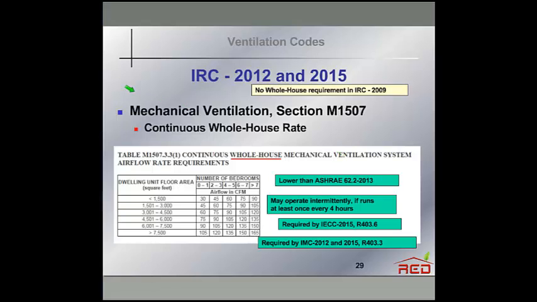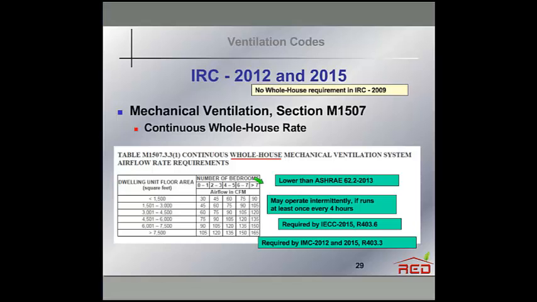Now, in the I-codes, there are some statements about whole house ventilation. In the I-codes, it's called whole house instead of whole building, but it essentially means the same thing. In the 2009 version of the International Residential Code, there's nothing in there about whole house ventilation. But in the IRC 2012 and 15, we have this table, and there are a lot of notes here.